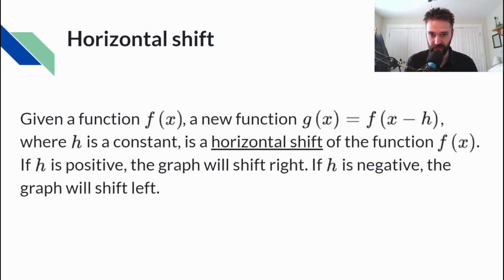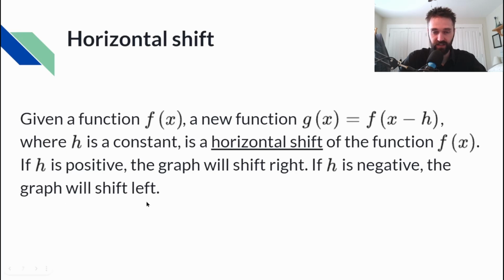With a horizontal shift, we don't add something to the whole function. We actually plug something into the function. Given a function f of x, a new function g of x equals f of x minus h. So we're plugging x minus h into the original function f to get this new function g, where h is a constant, a horizontal shift of the function f of x. If h is positive, then the graph will shift right. If h is negative, then the graph will shift left.